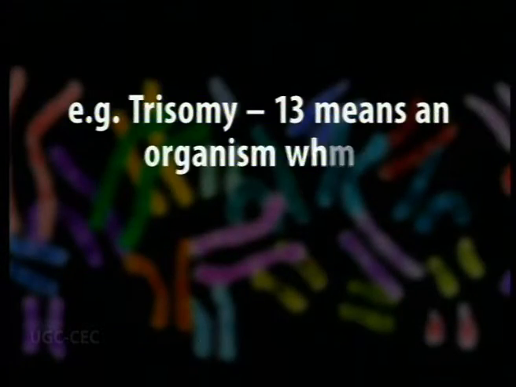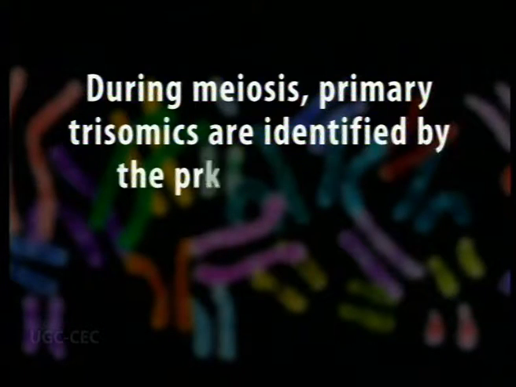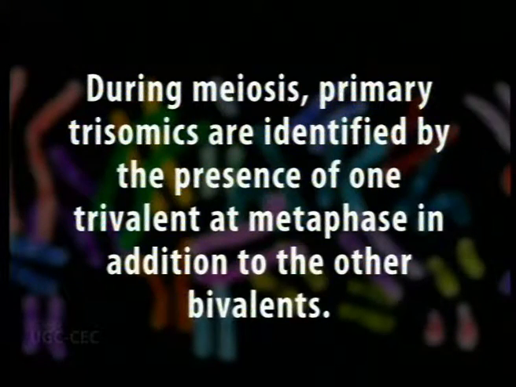Trisomy, like monosomy, is also named as per the chromosome number which is extra. For example, if chromosome number 13 in an individual is extra, the individual is called trisomy 13, or 2n plus 1, and we can show in brackets the numeral 13 there. During meiosis, a trivalent is found at metaphase stage in case of diploid individuals, and such primary trisomic individuals produce n and n plus 1 types of gametes, and fertilization between such gametes will result in trisomic, normal as well as tetrasomic types of individuals.